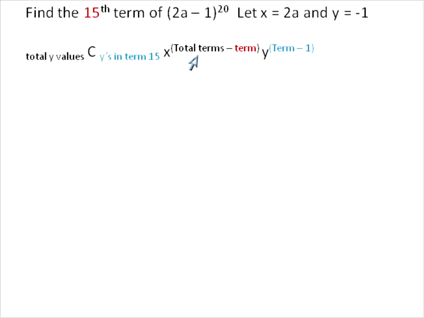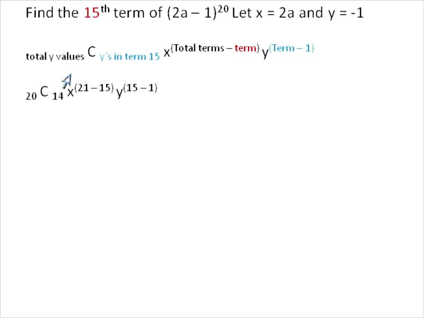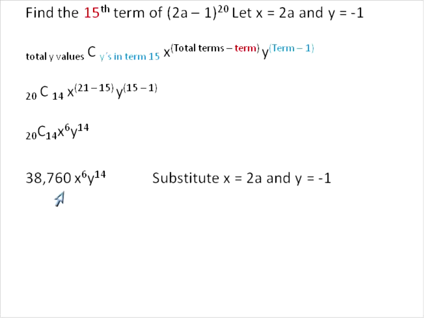And then x to the power of the total number of terms, 21, minus our term number, 21 minus 15. And then, again, the y value will be the same, 14. So what we end up with is the combination 20 choose 14 with our x to the power of 6 and y to the power of 14. Now we have to substitute back in these two values that we pulled out, so x equals 2a and y equals negative 1. I solved the combination first, but that's the same thing. We're going to plug them in and then solve for our equation.